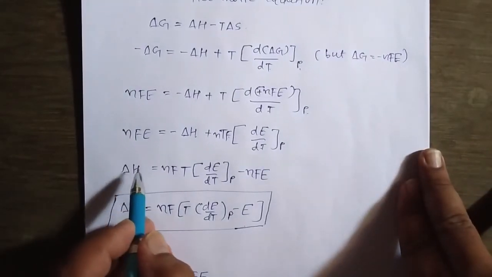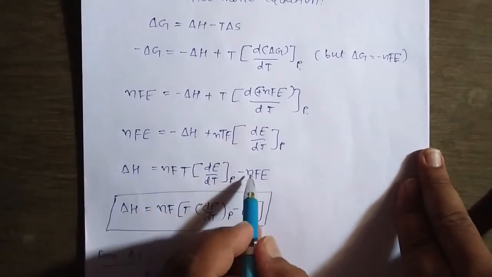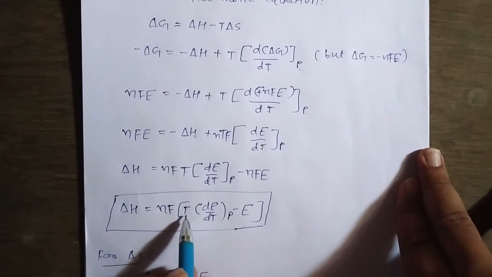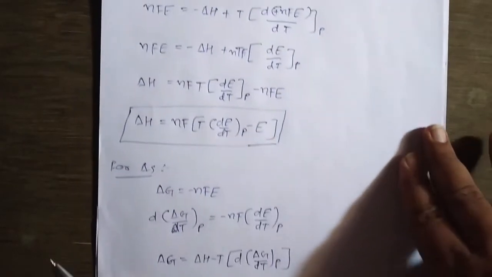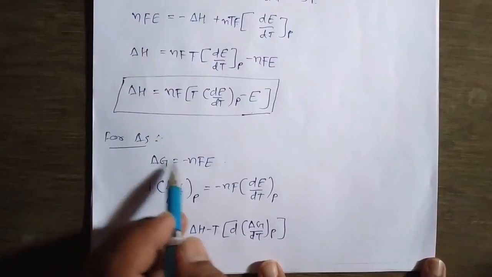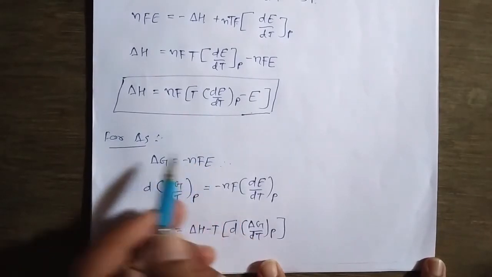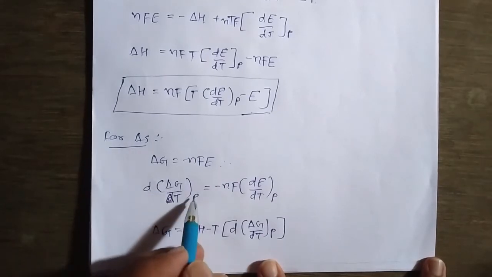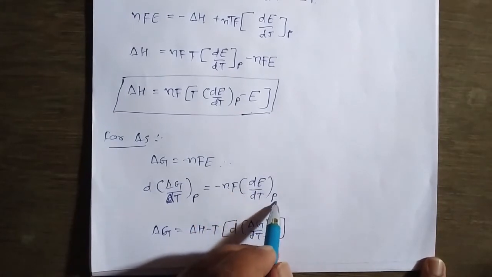Now delta H is equal to nF[T(dE/dT)_P − E]. Then delta H is equal to nF in square brackets T dE/dT at constant P minus E, as it is for delta S. Delta G is equal to minus nFE. Now take differentiation of this equation: d(delta G)/dT at constant P is equal to minus nF into dE/dT at constant P.